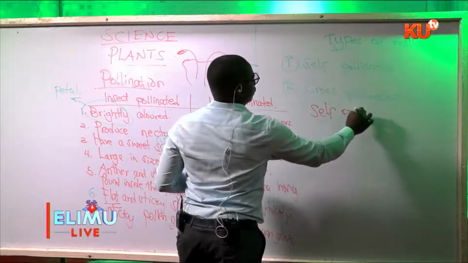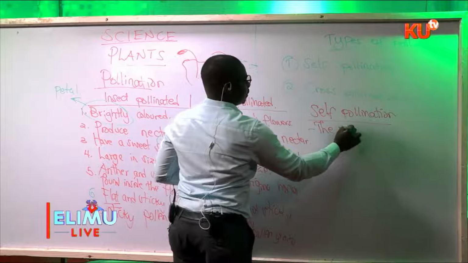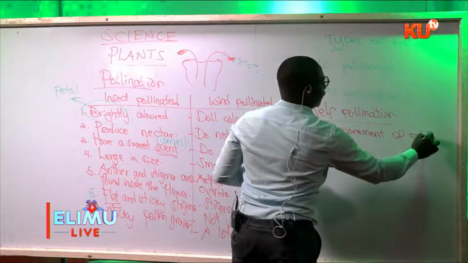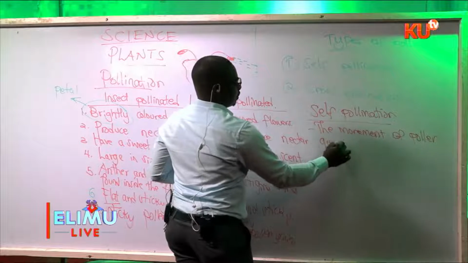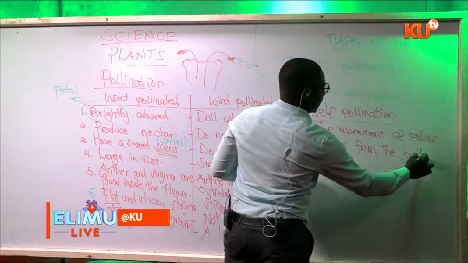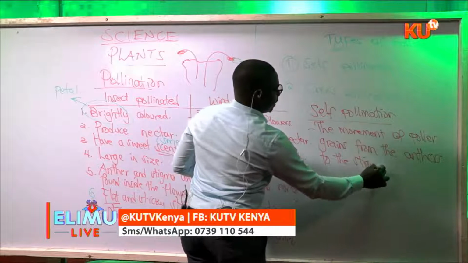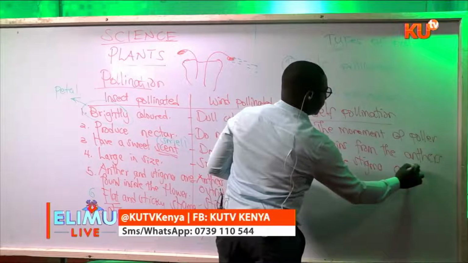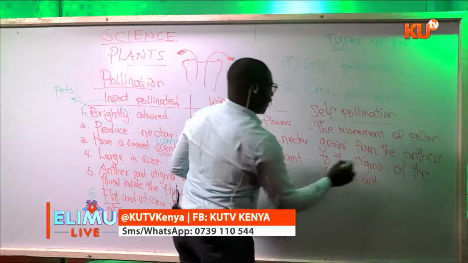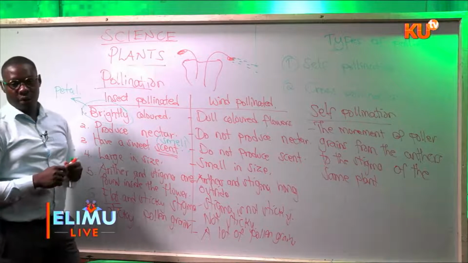Self-pollination is the movement of pollen grains from the anthers to the stigma of the same plant.